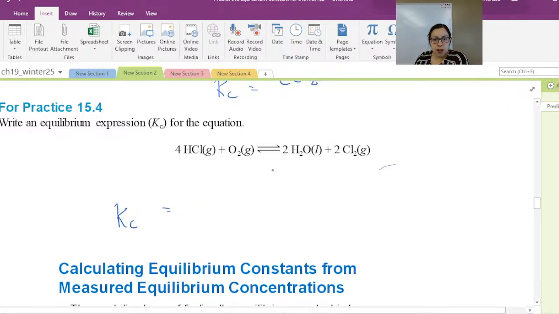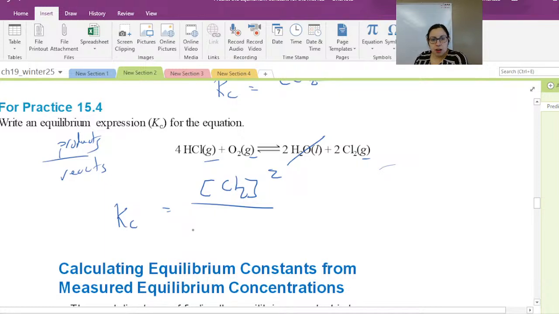Again, just products over reactants. We have our liquid here, so not relevant, but gas, gas, gas. And it looks like chat has it down. So our chlorine squared over our hydrochloric acid to the fourth times O2. That's our expression, again noting to leave out our water.